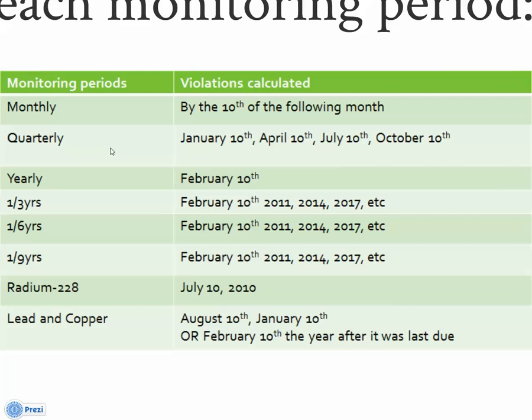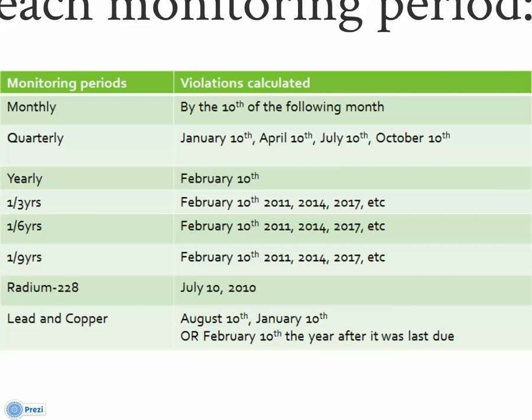Well, it's your responsibility to make sure that we get a copy of the data, not the laboratory, because at the end of the day, we send the violation letters to you, the water system managers and operators, and not to the laboratories. So you want to make sure you follow up with us and make sure that we have received copies of your data.